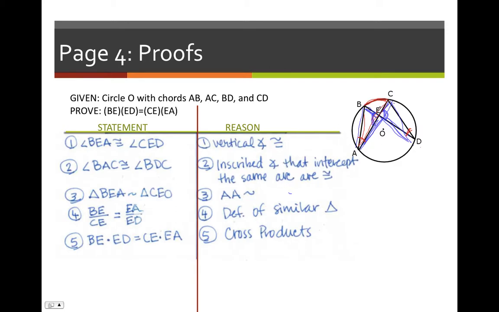So then by angle-angle, I know that these two triangles are similar to each other. So then I can just set up the proportion that I have here using the definition of similar triangles, and then use cross products to prove that statement.